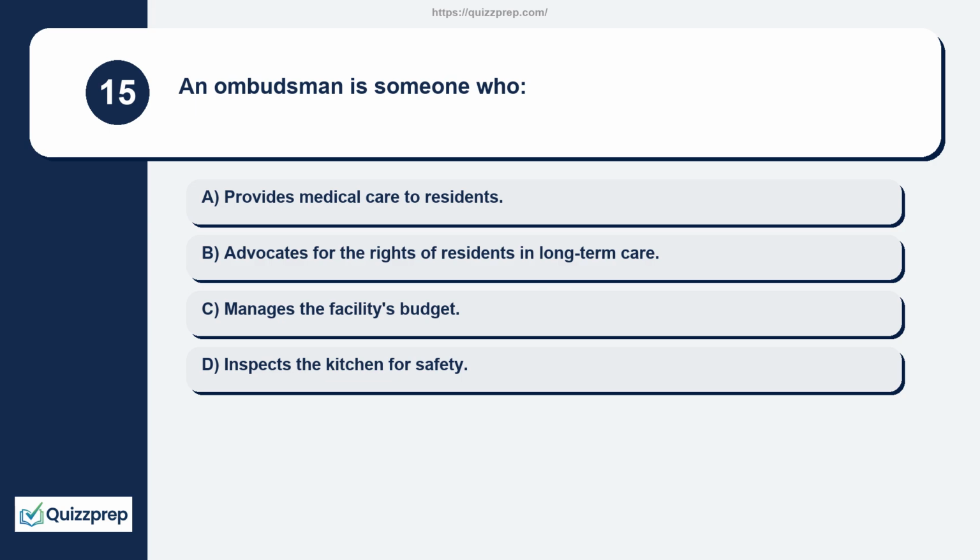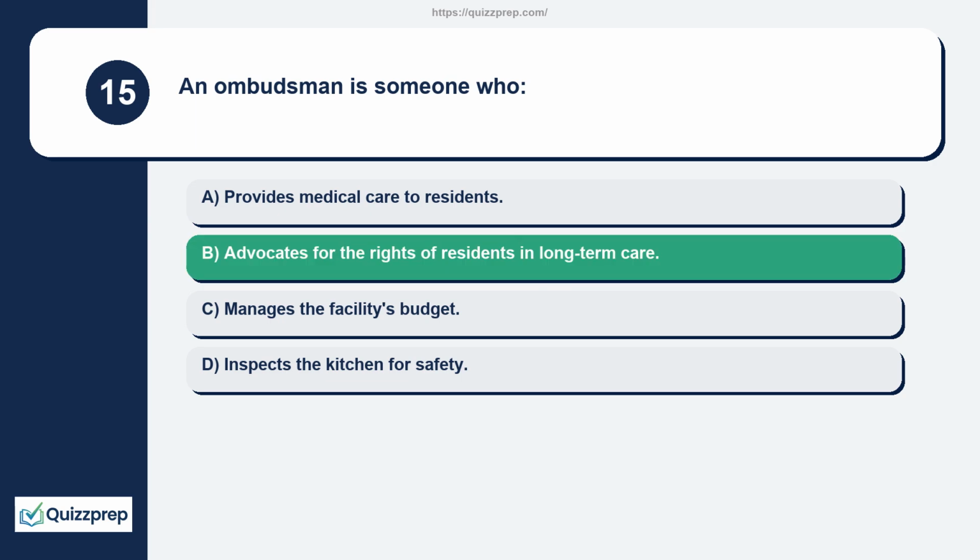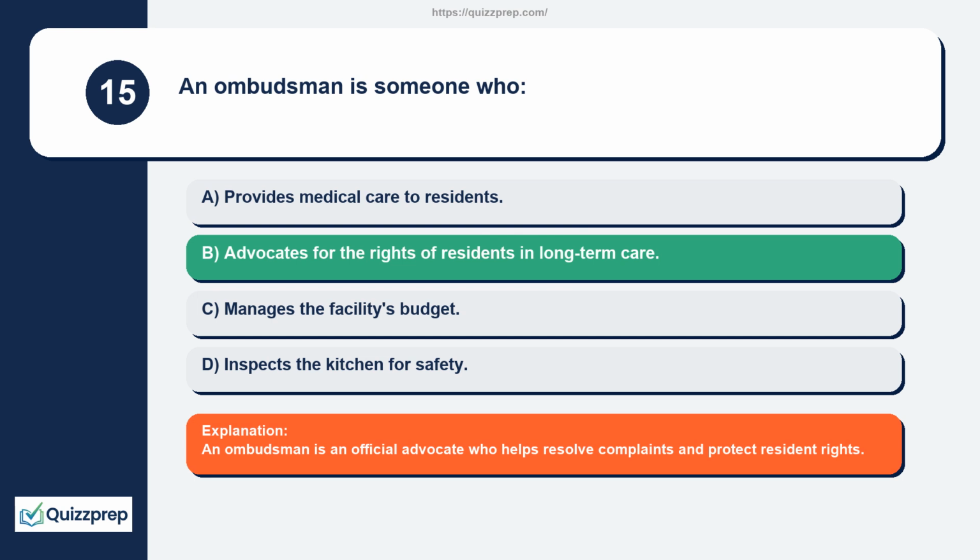Question 15. An ombudsman is someone who provides medical care to residents, advocates for the rights of residents in long-term care, manages the facility's budget, inspects the kitchen for safety. An ombudsman is an official advocate who helps resolve complaints and protect resident rights.